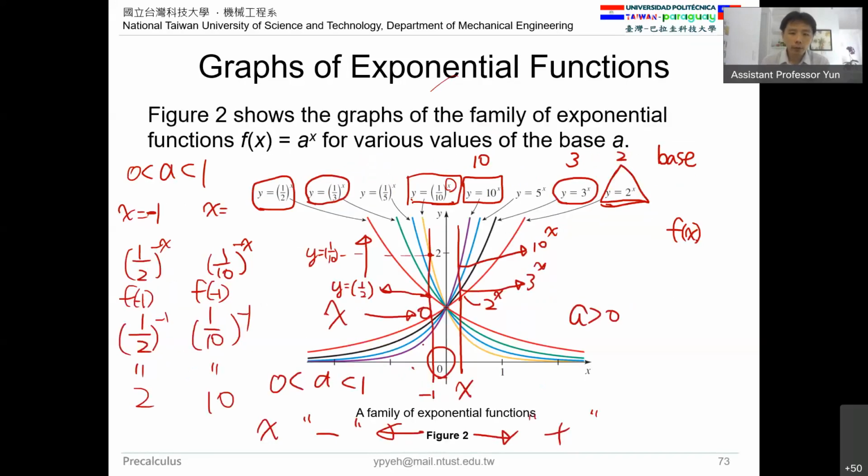And also you can see in the case of the function where the base was larger than 1 here, when x approaches infinity, the function, y or f of x, will approach infinity as well, and also rapidly. In the case of a between 0 and 1 here, you can see when x approaches infinity, the function will also decrease rapidly. Okay.